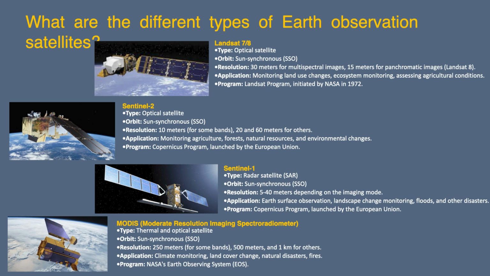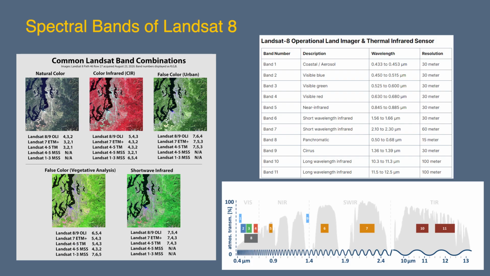Let's discuss spectral bands of the Landsat satellites. They represent specific ranges of wavelengths in the electromagnetic spectrum used to gather information about the Earth's surface. Each band is tuned to a particular range of wavelengths, allowing for the detection of various characteristics of objects, such as vegetation, water, soil and their changes over time.